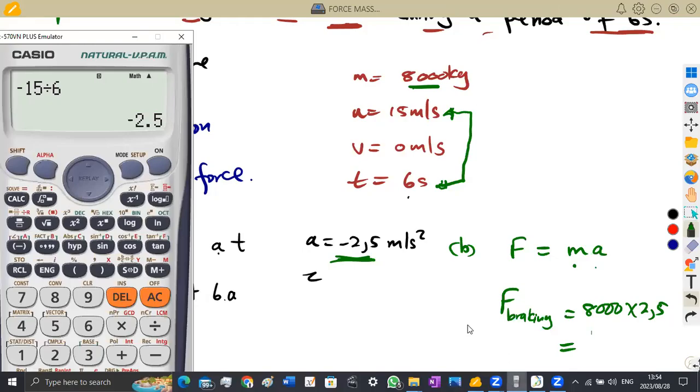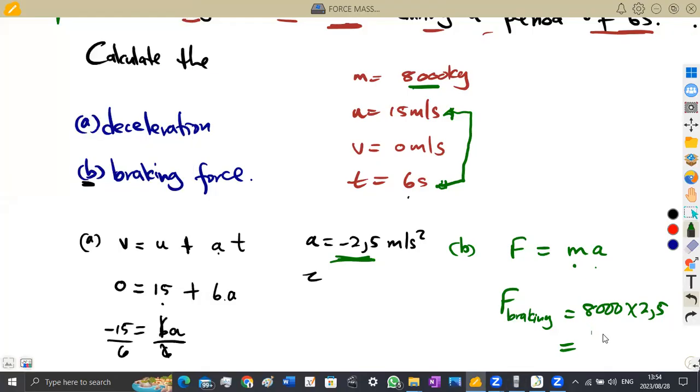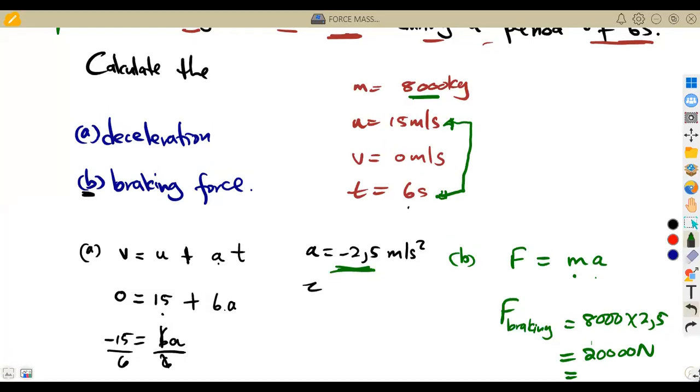Let's see what we're going to have here. 8,000 by 2.5 will be 20,000 in this case. So we've got 20,000 Newton, which you can write as 20 kilonewton, since 1,000 simply means a kilo, or you can just leave it like that. I don't know if we are together on this part.